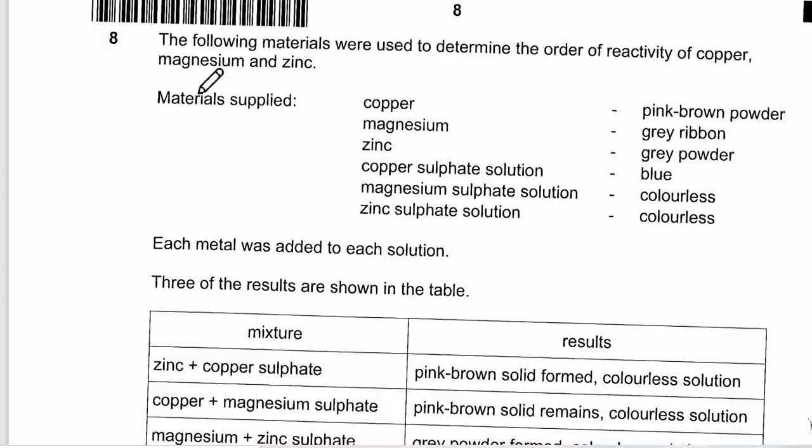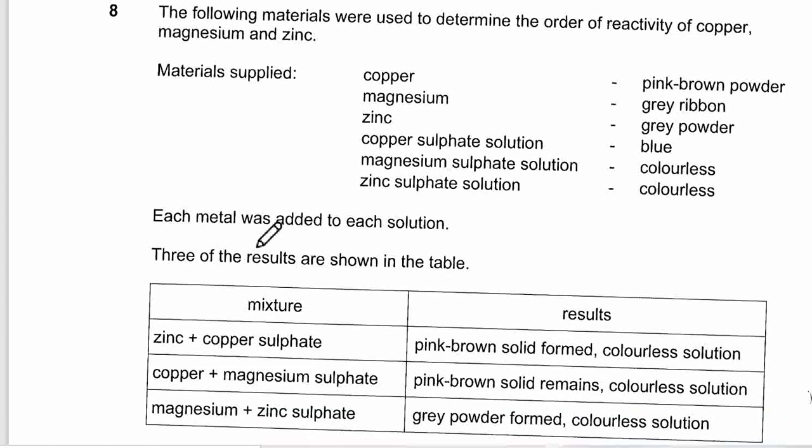The following materials were used to determine the order of reactivity of copper, magnesium, and zinc. The materials supplied are copper, which is pink brown powder, magnesium, which is gray ribbon, zinc, which is gray powder, copper sulfate solution, which is blue, magnesium sulfate solution, which is colorless, and zinc sulfate solution, which is colorless. Now, each metal was added to each solution. Three of the results are shown in the table.